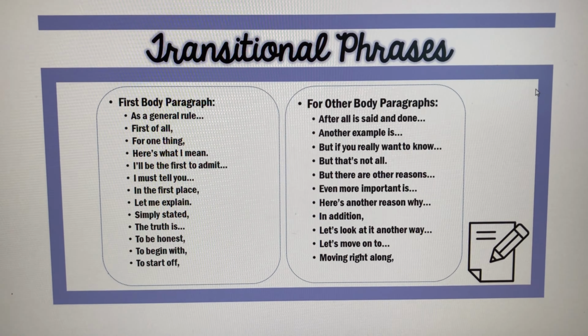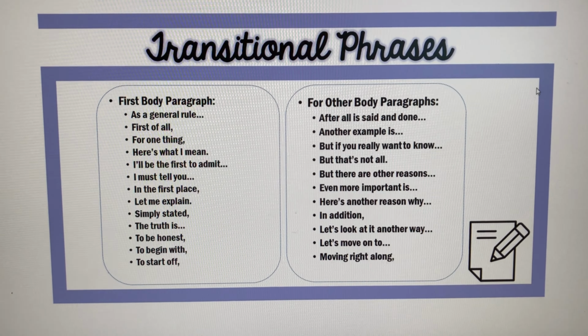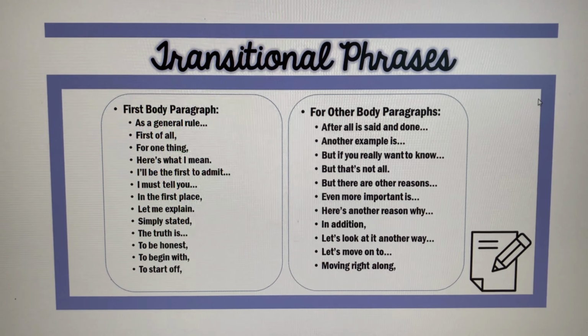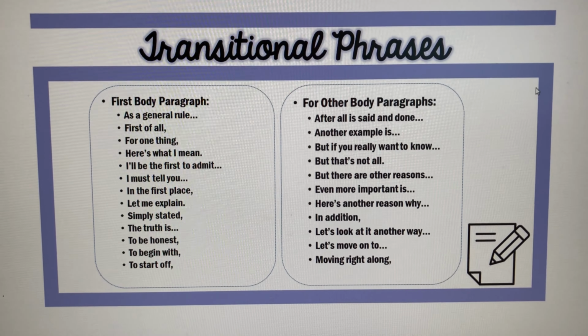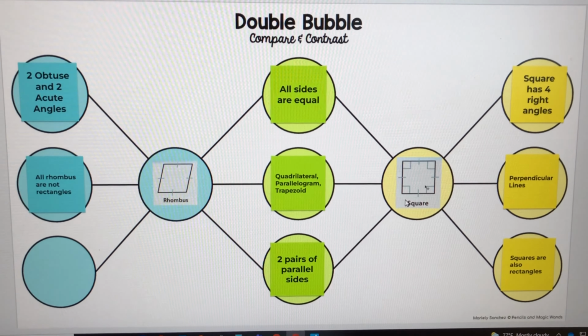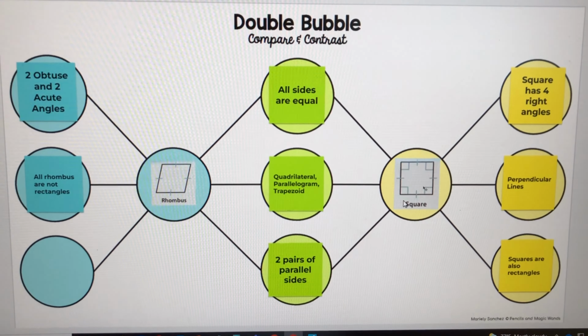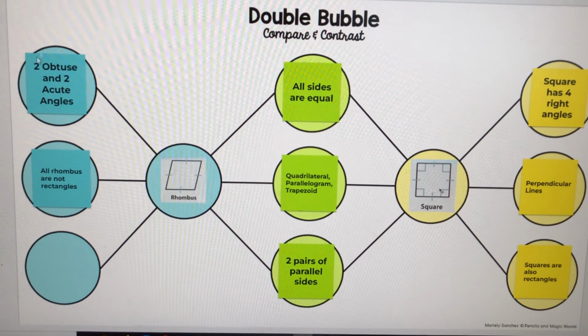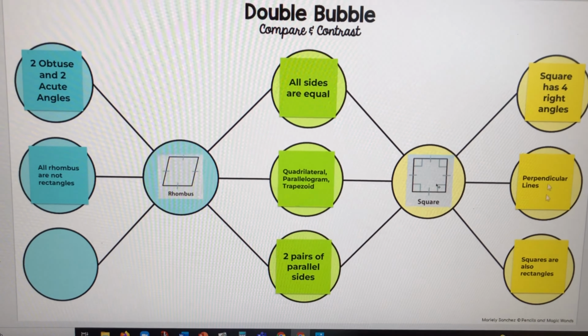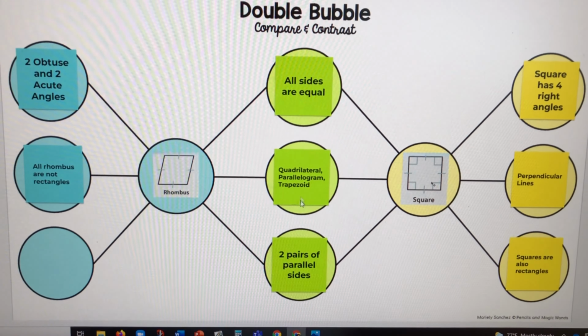Another thing that I shared with students is a list showing the different transitional phrases so that they can have an idea. They're not limited to this list, but in case they needed some ideas as they revised their body paragraph topic sentences, they had these for reference. And like I mentioned, this is the Jamboard that we created, which is a double bubble comparing a rhombus to a square. And these are the ways that the rhombus is different from the square and vice versa, and this is how they are alike.